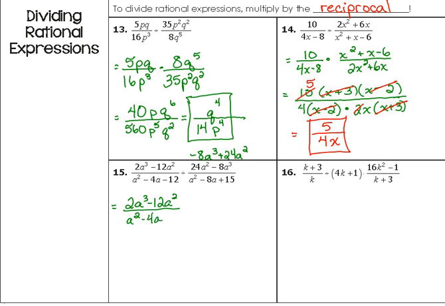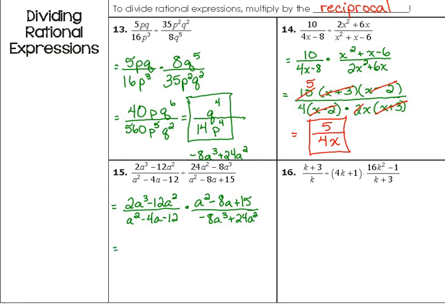It's just like with fractions. The first fraction doesn't change. It's multiplying by the reciprocal of the second one. a squared minus 8a plus 15 over negative 8a cubed plus 24a squared. Okay, now we can factor.